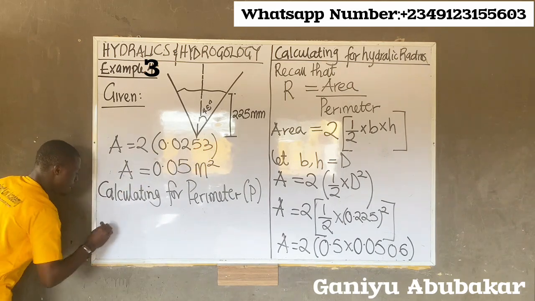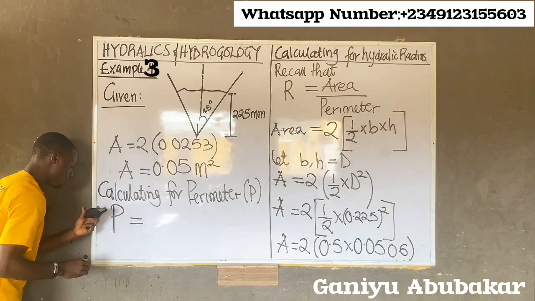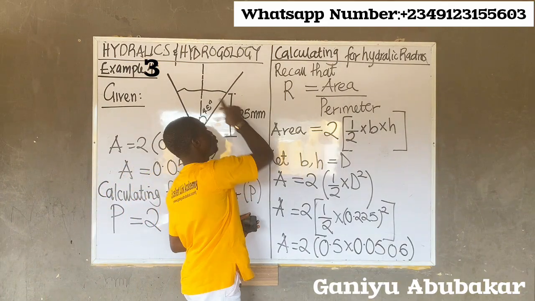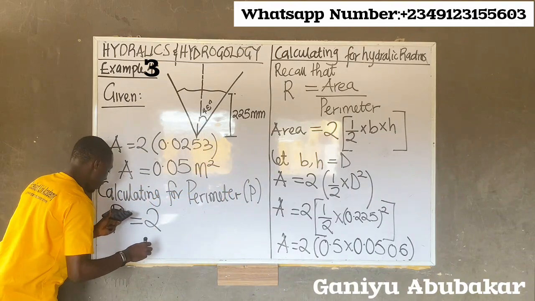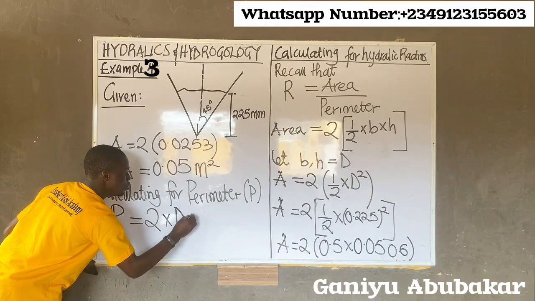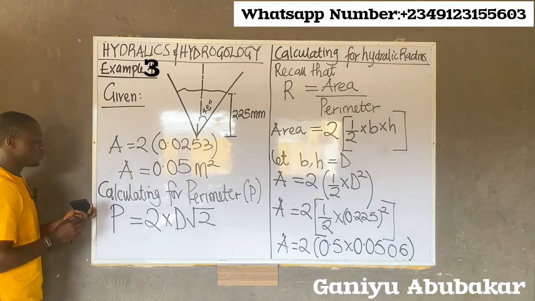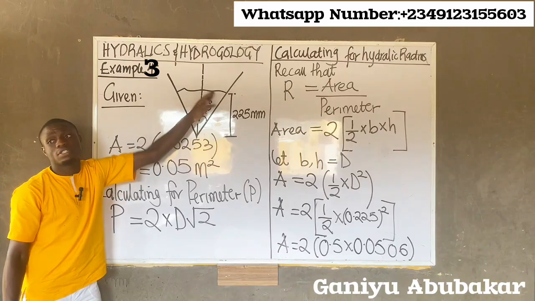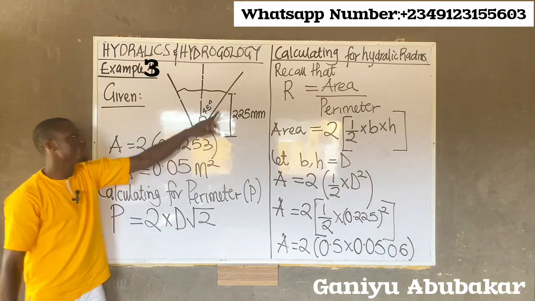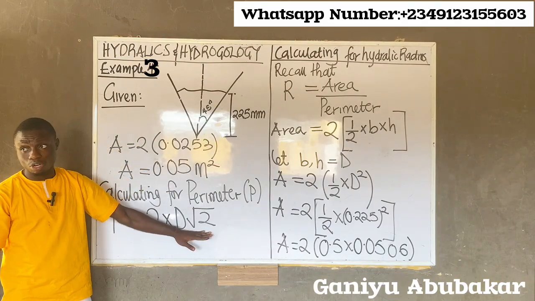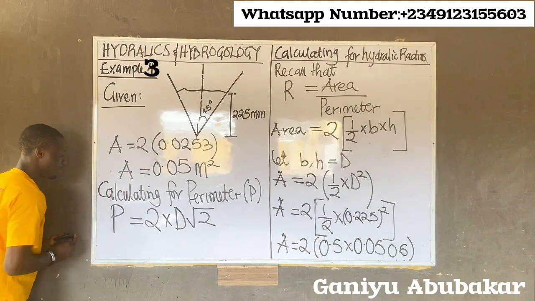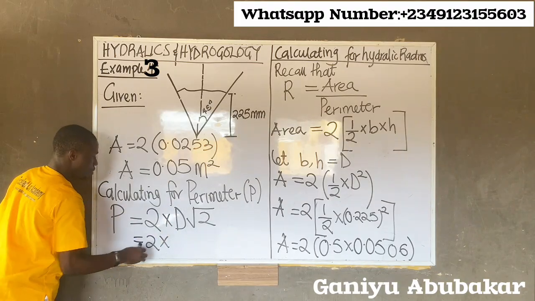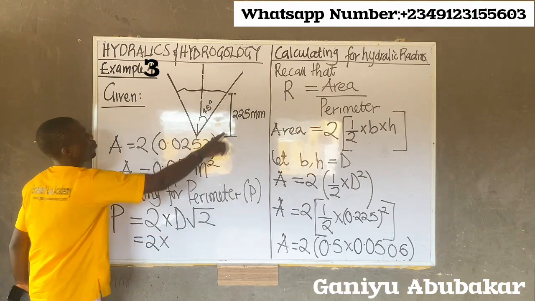But here, to save time, perimeter in this case will be equal to 2, that same 2 idea. The 2 idea we use is 2 times d root 2. All right, so for perimeter of this shape, I have 2, that is 2 triangular in nature, then d is the given depth, then root 2. Now put in the values. D gives you 2 times, what's d? D gives you 0.225.